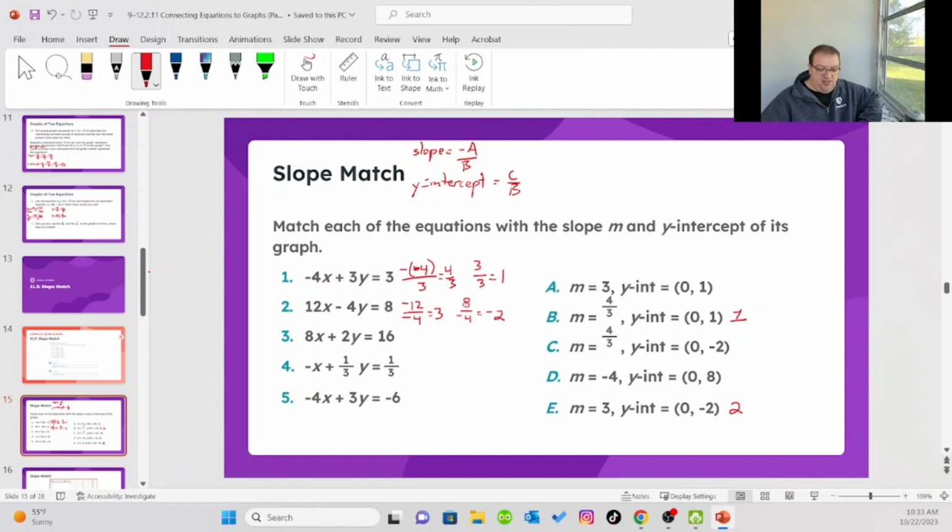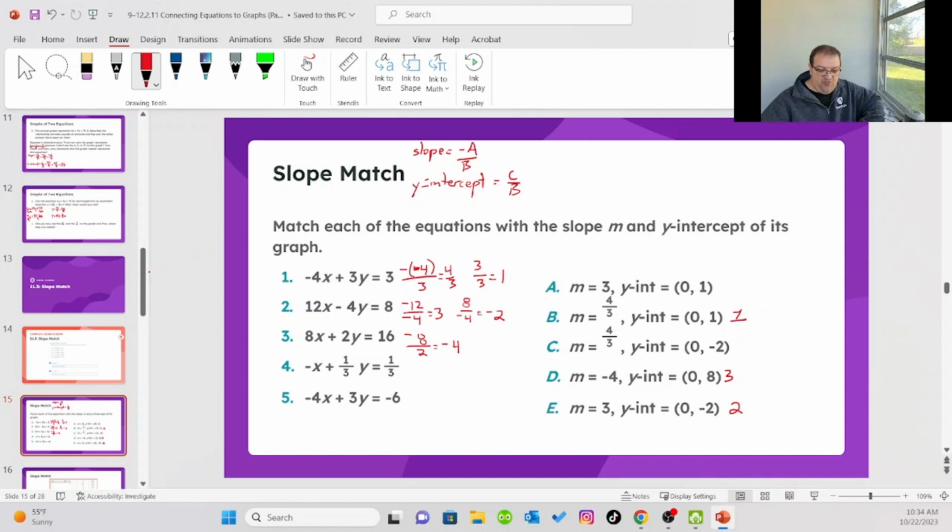Number 3, we have a slope of negative 8 divided by 2. A negative divided by a positive is a negative, and 8 divided by 2 is 4. The only one we have that's negative 4, so D matches with 3.